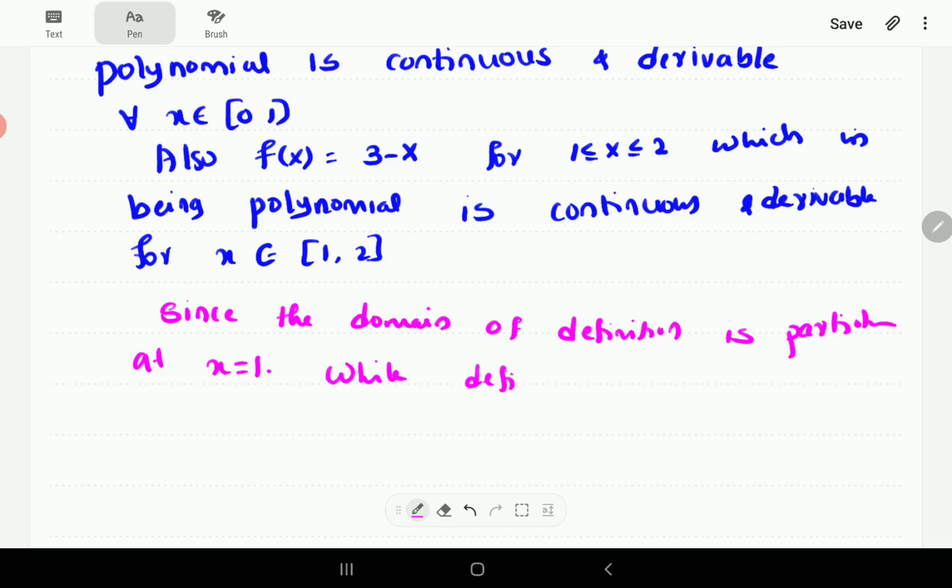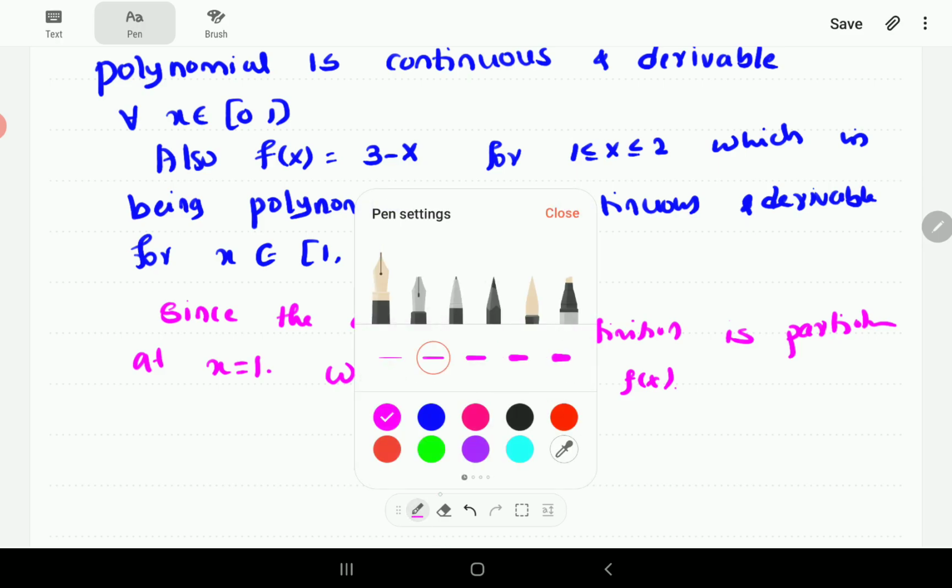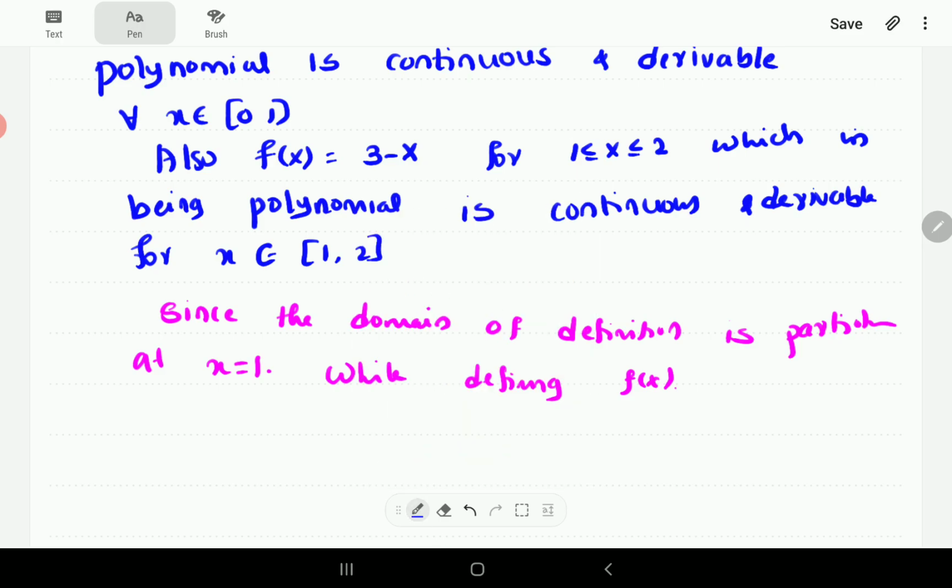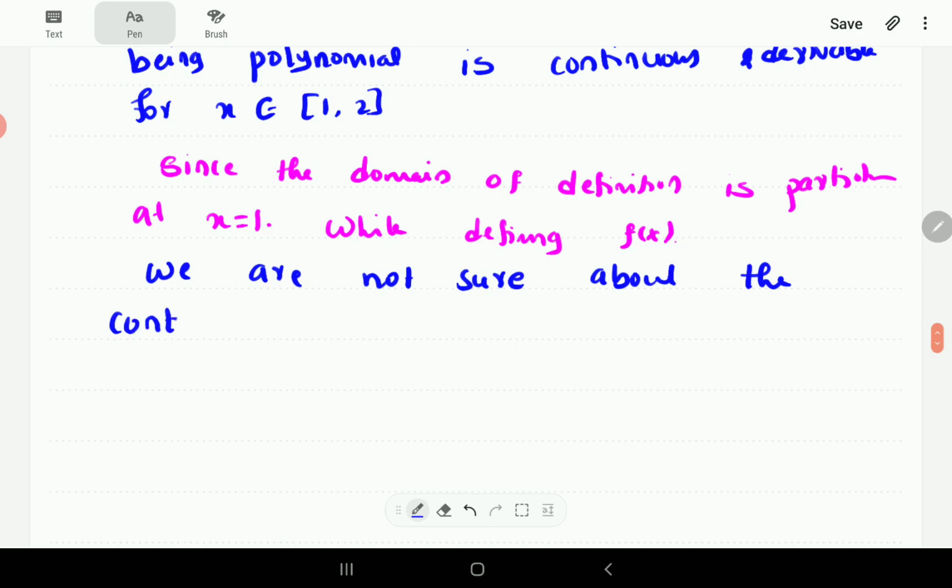So therefore we are not sure about the continuity or derivability at x equal to 1. We need to check at the remaining sides, where we are good. So what we have to do: we are not sure about the continuity and derivability at what point? At x equal to 1.